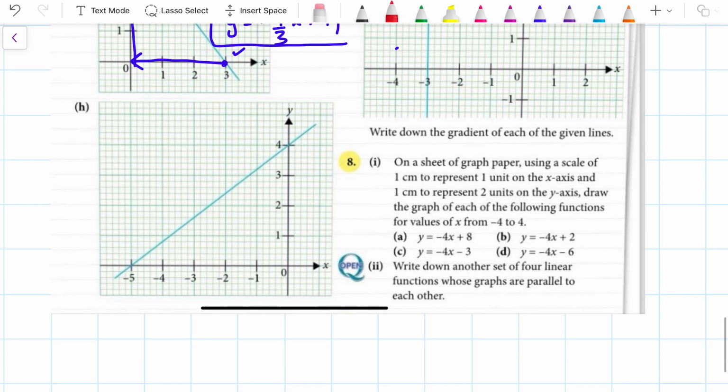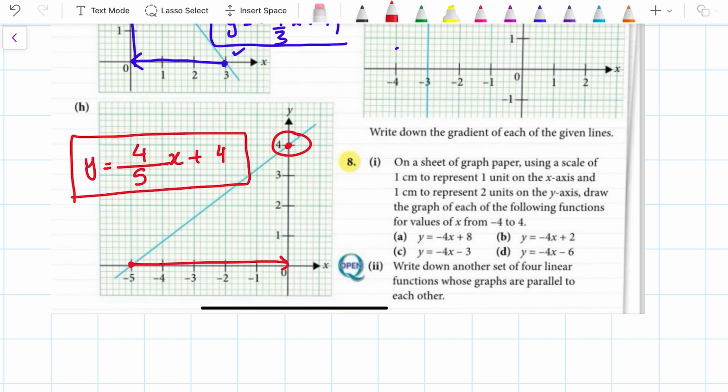H. One point, another point. Going forward 5 units, going up 4 units. So its run is 5 and the rise is 4. What is the intercept here? 4 here. That's my equation of the line.